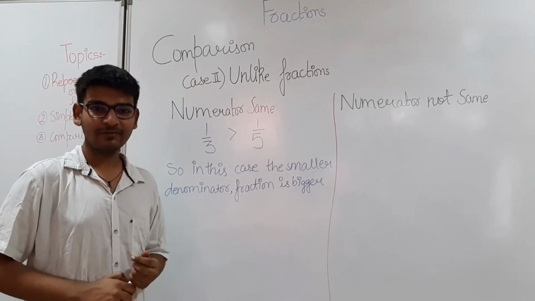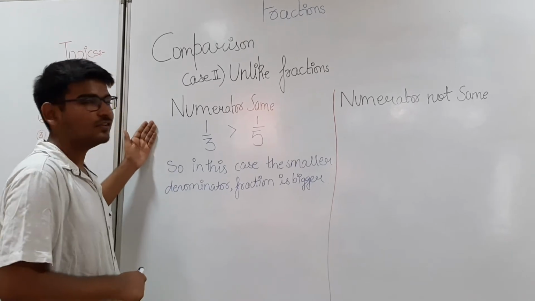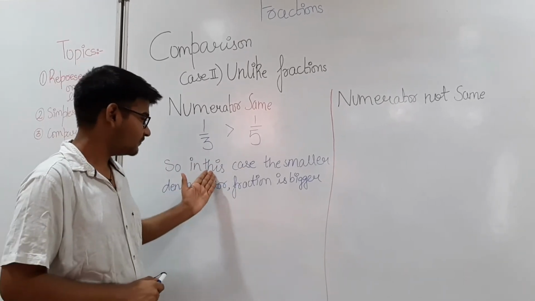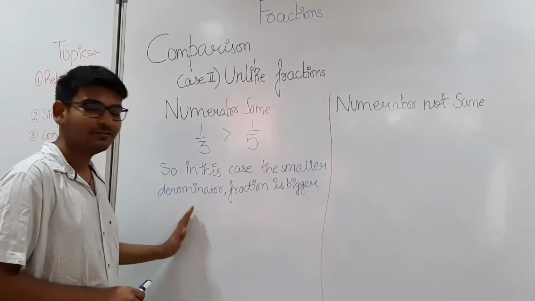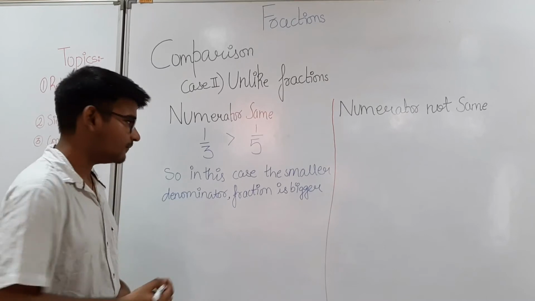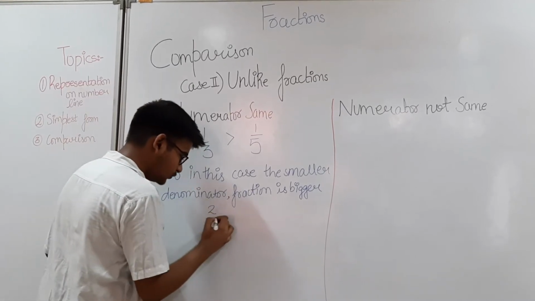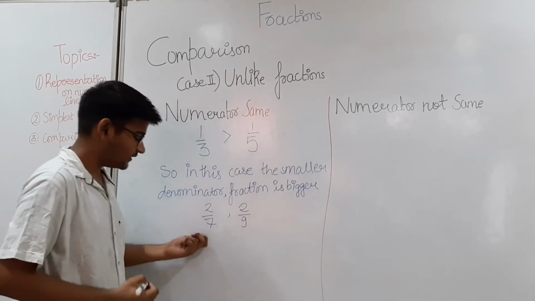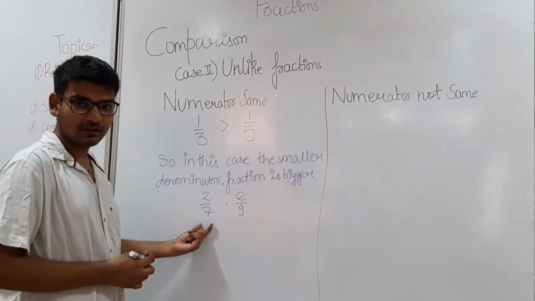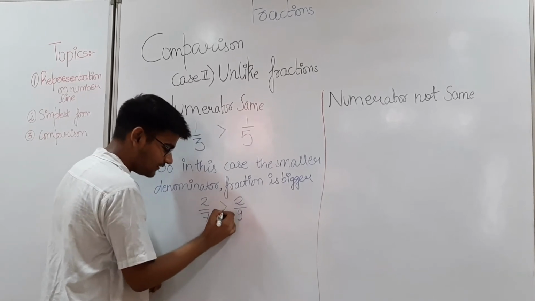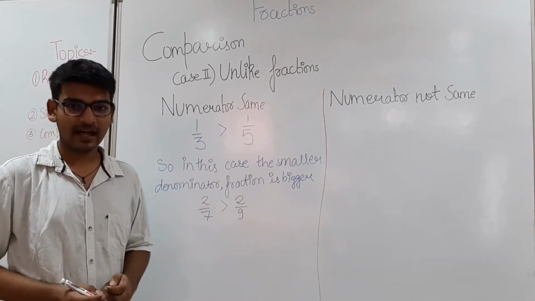So in a generalized way, when the numerators are the same and the fractions are unlike, the fraction with the smaller denominator is the bigger fraction. Let us take one more example, that is 2 by 7 and 2 by 9. Since here the denominator is smaller, that is 7, so 2 by 7 will be greater than 2 by 9.